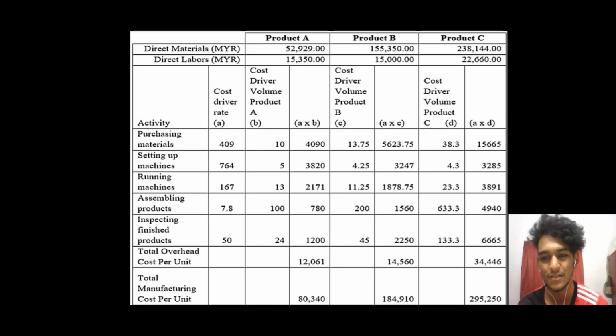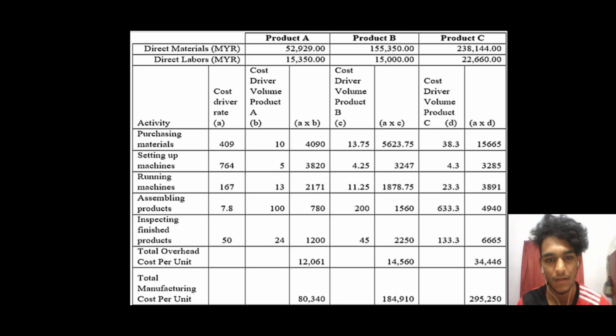So this is the first product, all of the volume. As for product B, product C, it works the same, just that the cost driver volume will be different according to the previous slide. 13.75, which is from purchasing manual material, times the cost driver rate, which we have calculated before, 5,623.75. For setting up machine, 4.225 times 164, and you get 3,247.